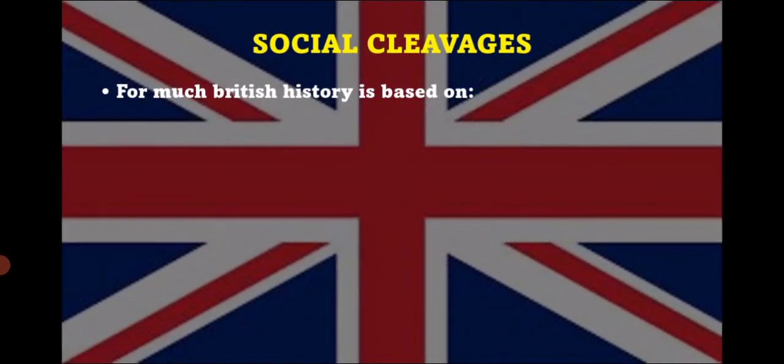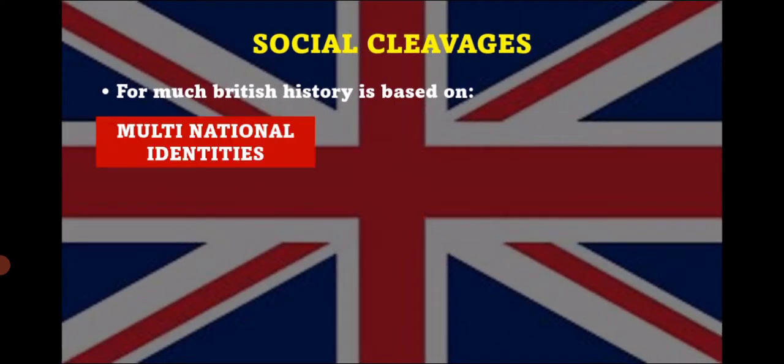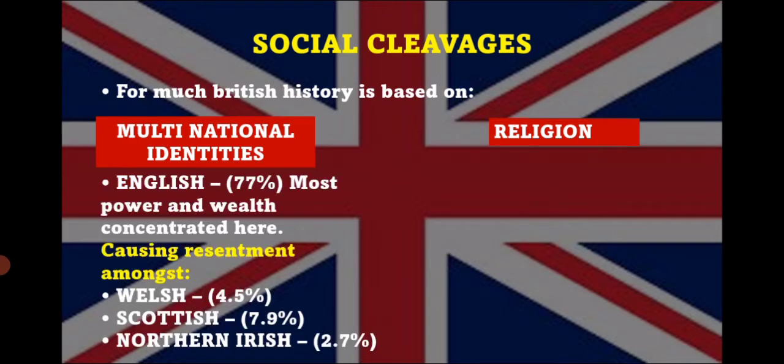Next, let's proceed to social cleavages. Much of British history is based on their multinational identities and religion. Most people consider themselves a member of the nation in which they live, for example Scotland, Ireland, Northern Ireland, Wales, and England. People consider themselves English, Scottish, Welsh, and Northern Irish. That's why there has been a devolution of power from London, from Parliament, to the local governments of the different nations that make up the United Kingdom.